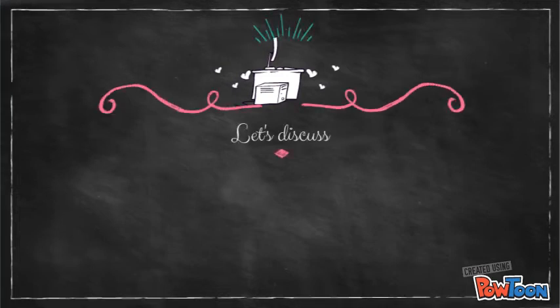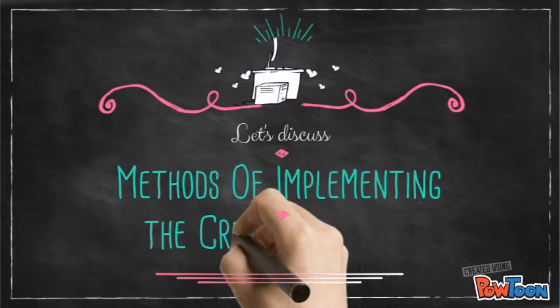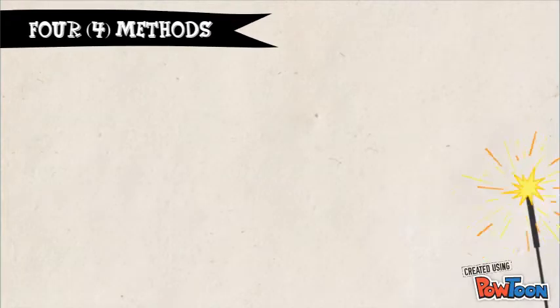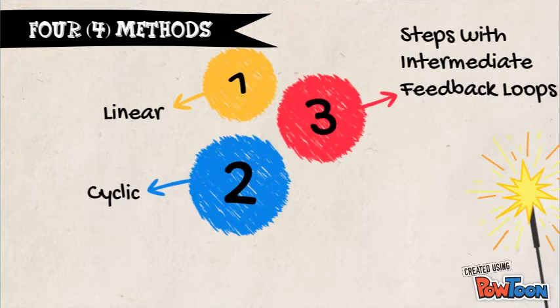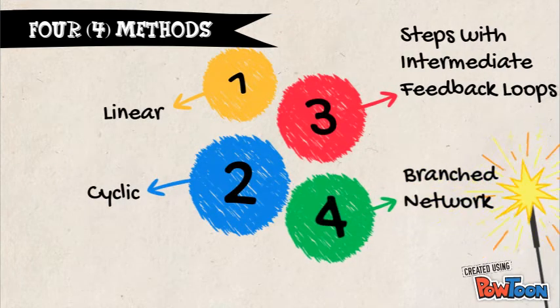Hi, let's discuss methods of implementing the creative process. We're going to look at 4 methods in particular: linear, cyclic, steps with intermediate feedback loops, branched network.